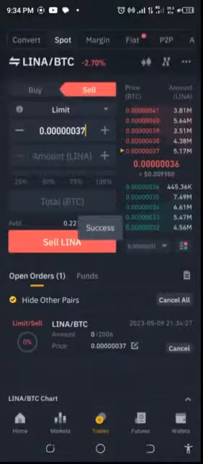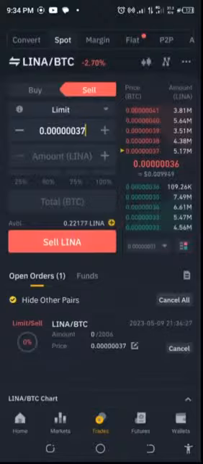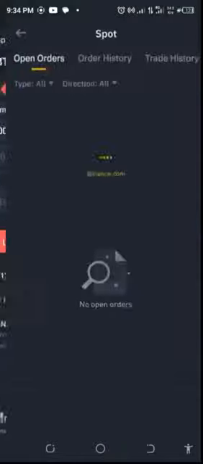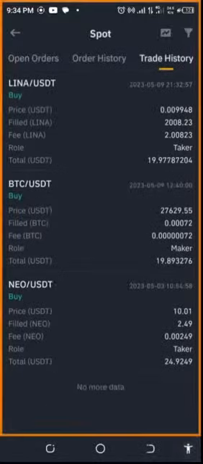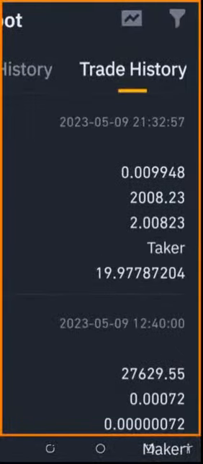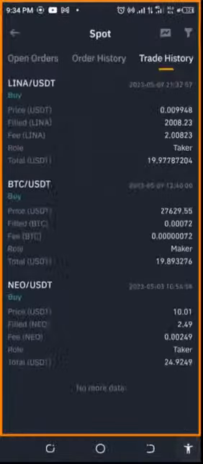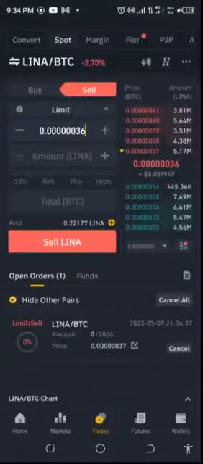Okay, so currently we're in the queue, but don't forget, we bought this. So let me go and check the trade history. We bought this for how much? We bought this for 0.009948. Okay, and we spent 19.97. That means that if I go back, I should have 3 cents.